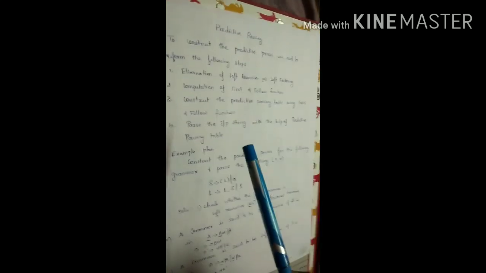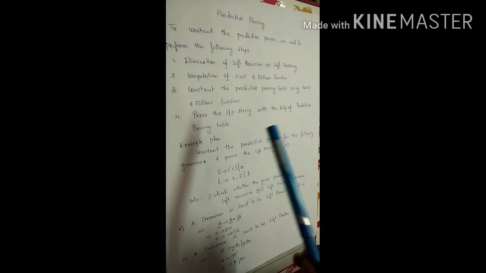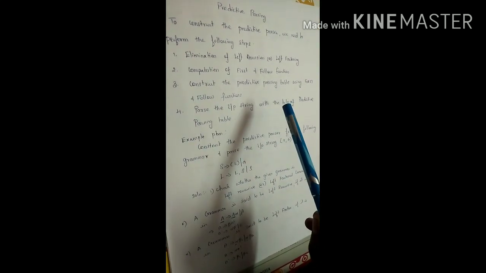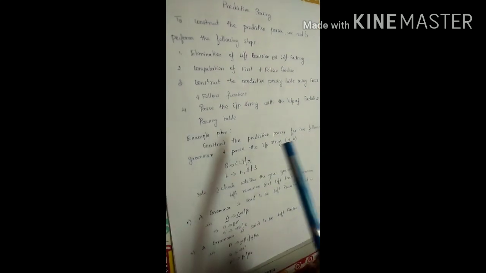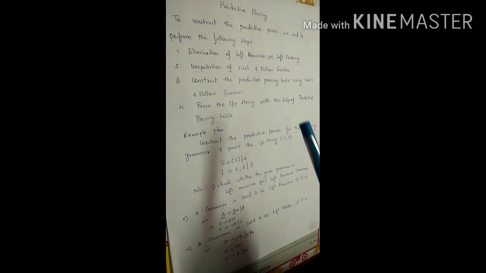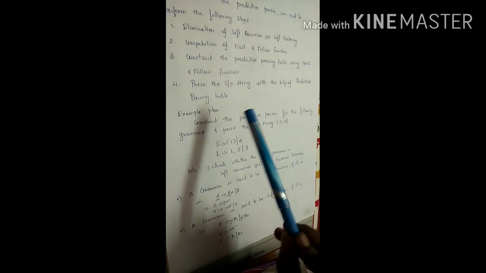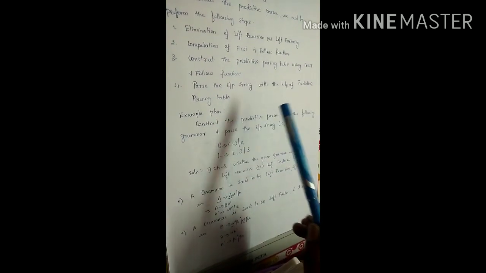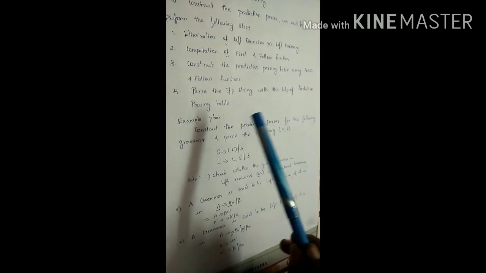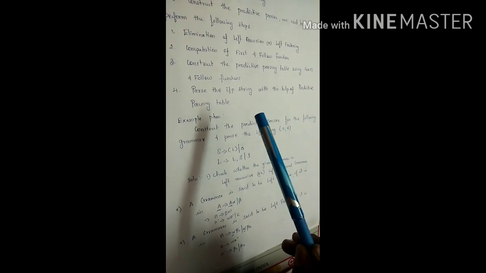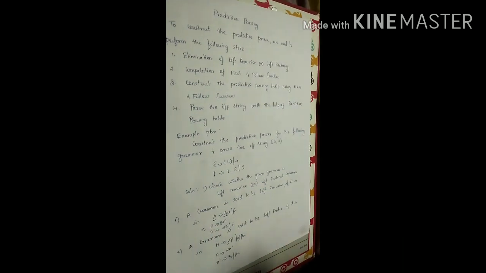Step 2 is the computation of the first and follow functions. Step 3, construct the parsing table using the first and follow functions. Step 4, parse the input string with the help of the predictive parsing table. These are the 4 steps we need to follow to construct the predictive parsing table. Now we'll see the example problem.